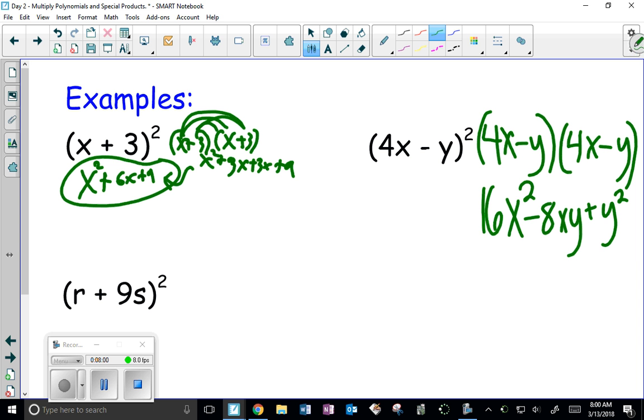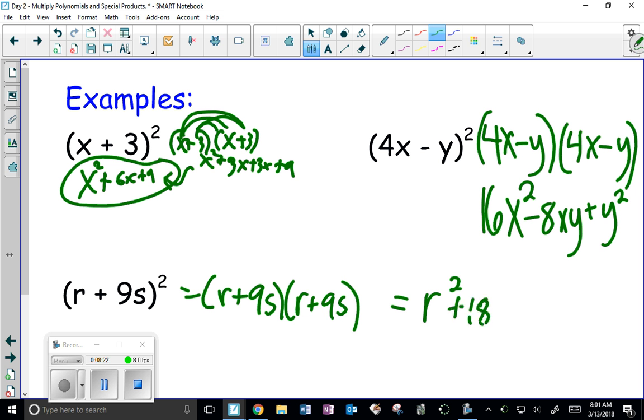All right, so down here we're going to write this twice. So talk to me, what's first term? R squared. The outer terms are going to be 9RS and another 9RS. So how many 9RSs do we have? 18 RSs. And then, of course, last term, ooh, this is going to be tricky. 9S times 9S would be what? 81, and then S squared. Makes sense?